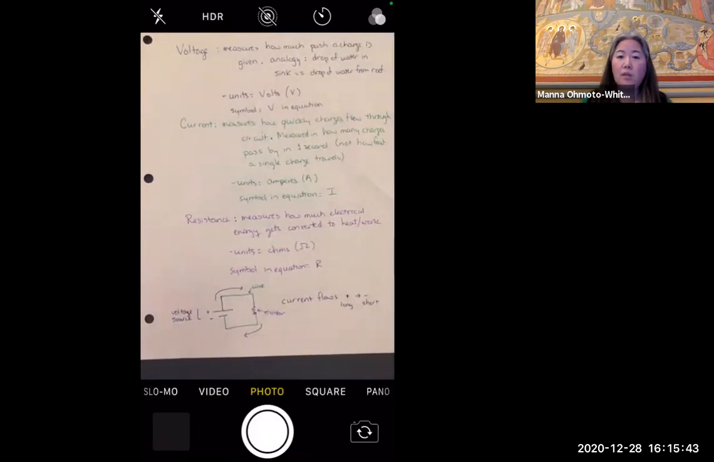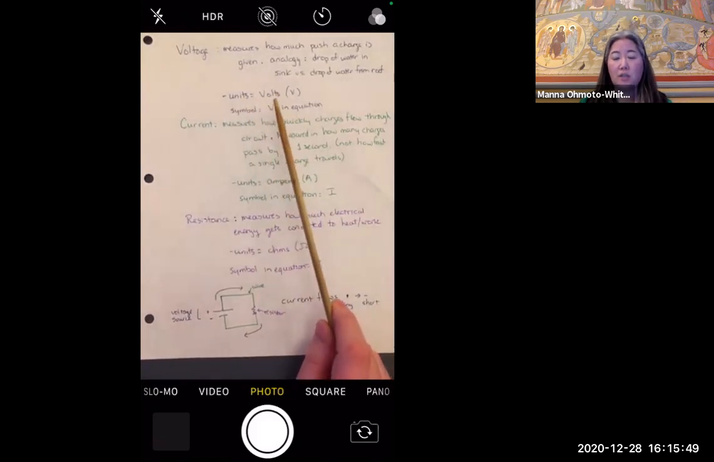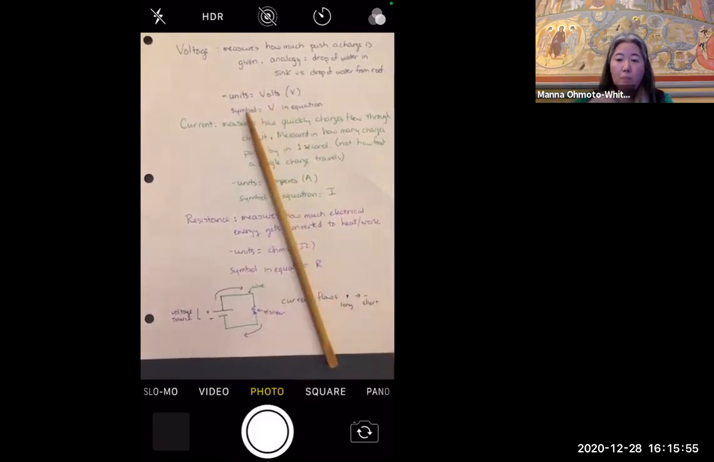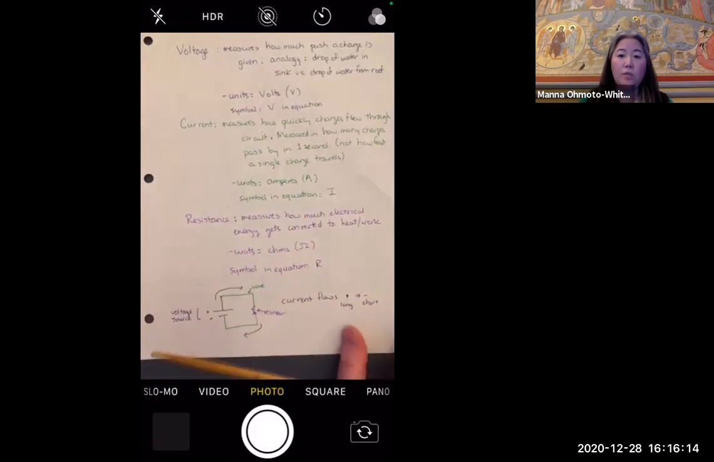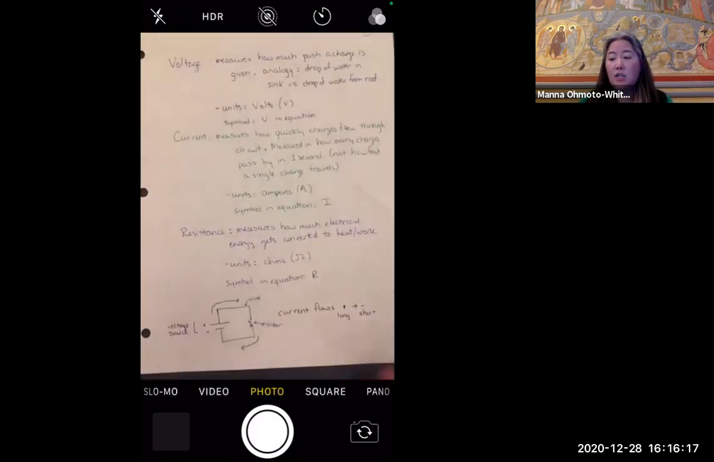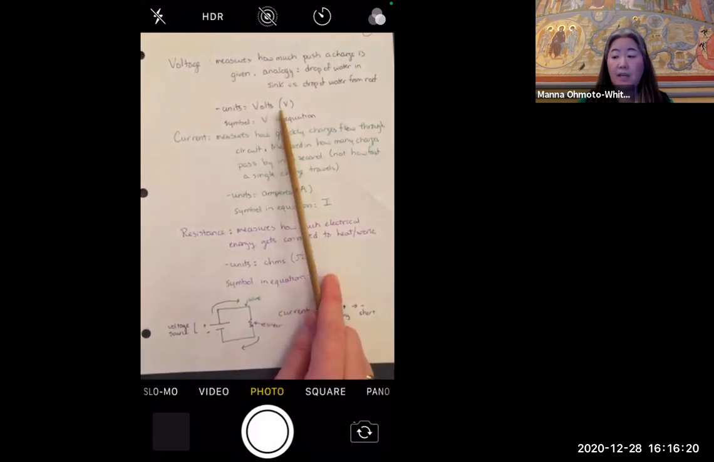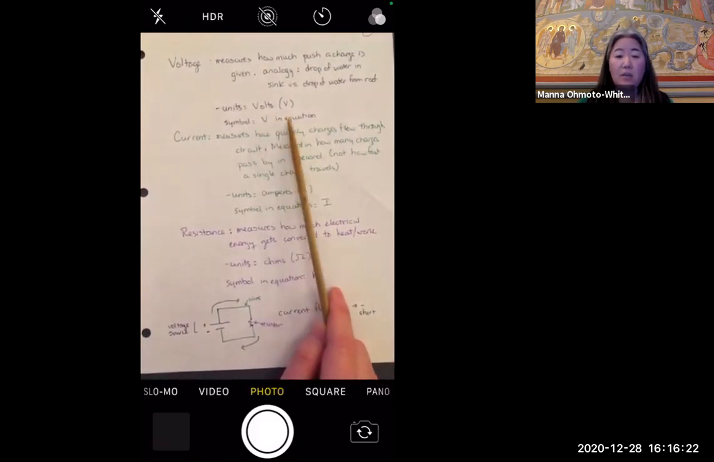So let's talk about what these parts are. Voltage measures how much push a charge is given. It's kind of like a drop of water, right? The drop of water has the same mass, but how much push it gives, if I'm feeling it on my hand, differs if it's coming just from the end of the sink versus coming down all the way from the roof. It's going to hit my hand with a different force, right? Even though this isn't force in terms of newtons, it has that same type of oomph. The units are called volts, and we use the symbol V in the equation.